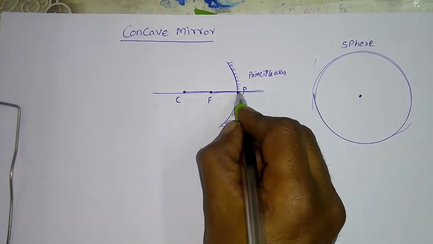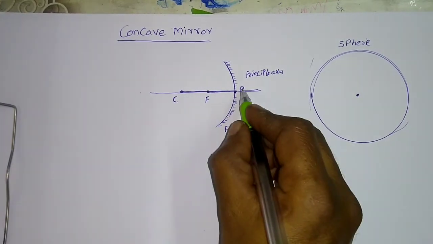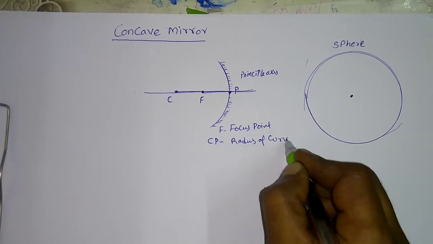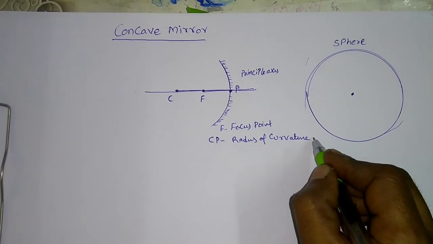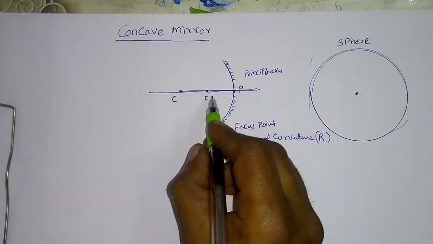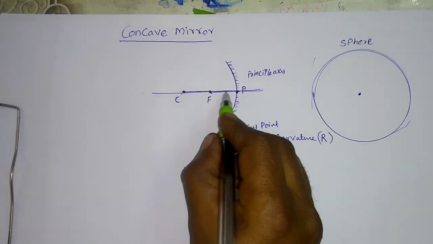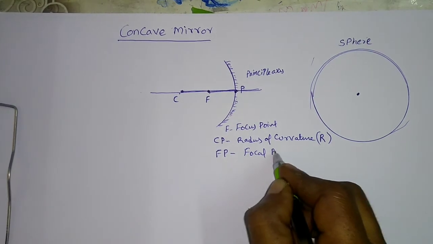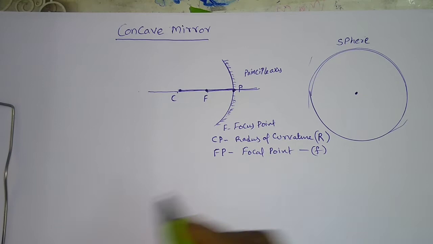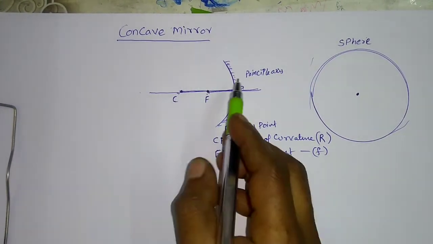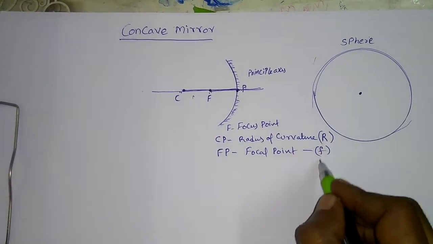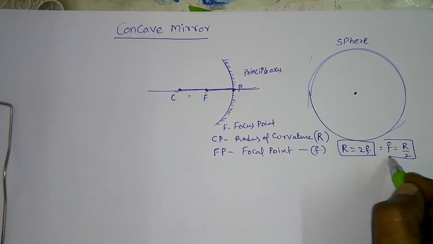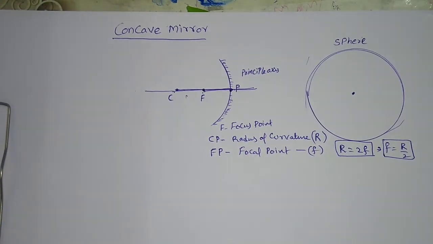Now, this CP distance you can call the radius of curvature of a concave mirror, which is represented by the symbol capital R. The distance between FP or CF, which is the focal length, is represented by the symbol small f. Since F is exactly in between, this is small f, this is small f. So the relation is R is equal to 2f, or focal length f is equal to R by 2, which is an important relation for doing problems. Okay, this is about the concave mirror.